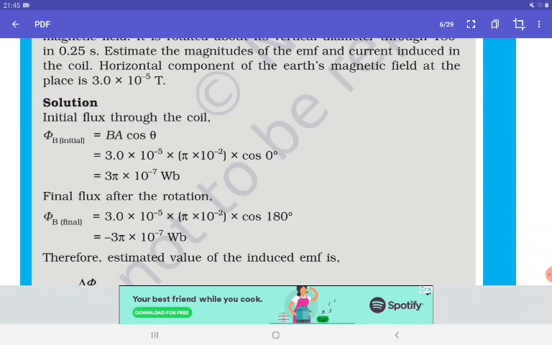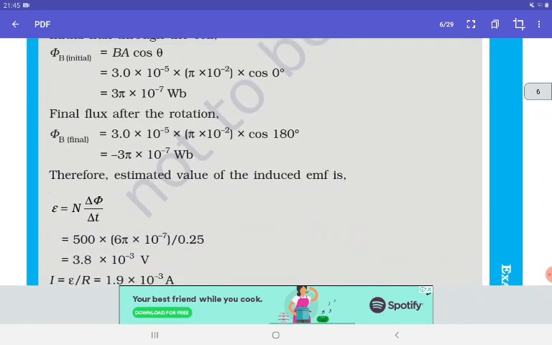Horizontal component of the Earth's magnetic field at the place is 3 into 10 raised to minus 5 Tesla. Initial flux through the coil, that is phi B is equal to BA cos theta, that is 3 pi into 10 raised to minus 7 Weber. Final flux after the rotation, that is phi B final is minus 3 pi into 10 raised to minus 7 Weber. So therefore the estimated value of induced EMF is N into delta phi divided by delta t.